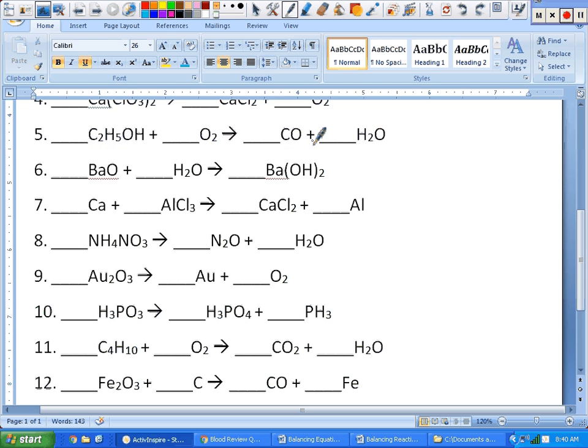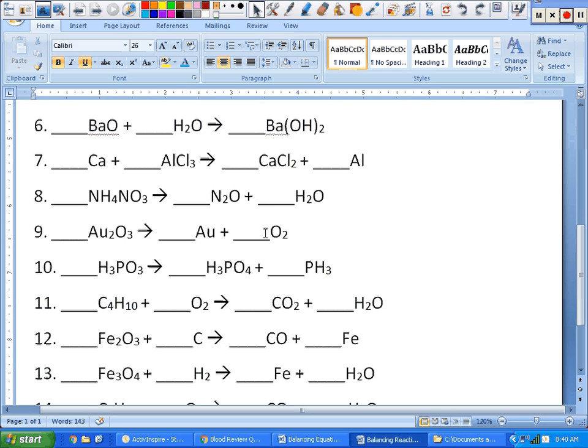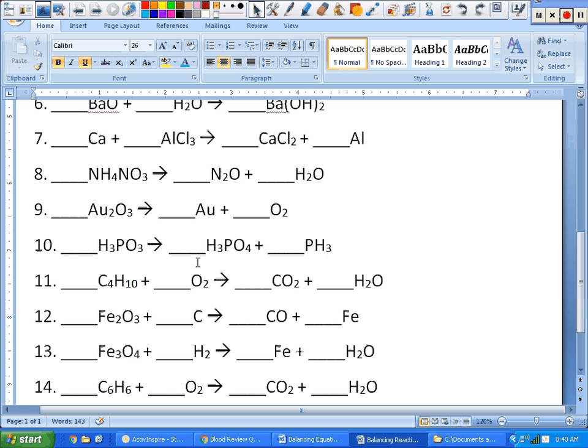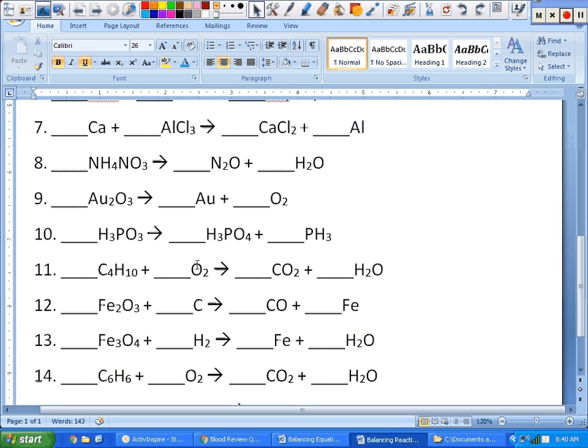Synthesis, very good. Number 7, single replacement. Let's look at this real quick. All single replacement reactions need a what? You have to look at what? The activity series. Since this reacted, what does that tell you about calcium versus aluminum on that list? Calcium is higher on that list, and we'll look at that tomorrow.